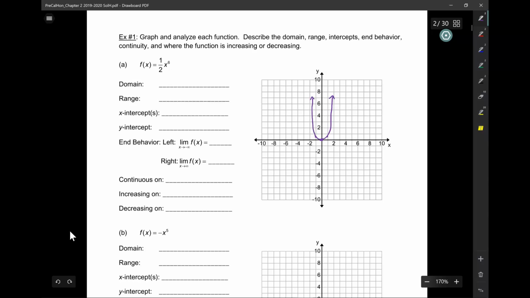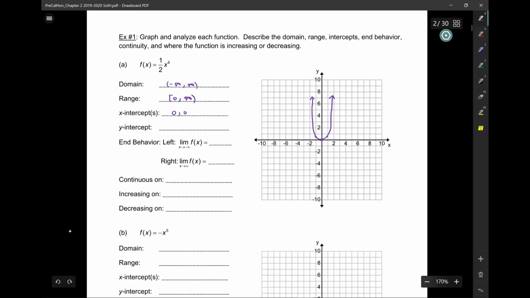Okay, and you don't have to put arrows, all right? Okay, so that's what that looks like. So do you see how it's a very thin parabola? Okay, so what's the domain here? We said before that it's all real numbers. And what about the range? 0 to infinity.